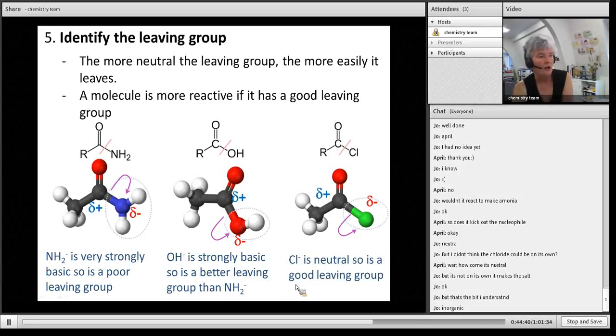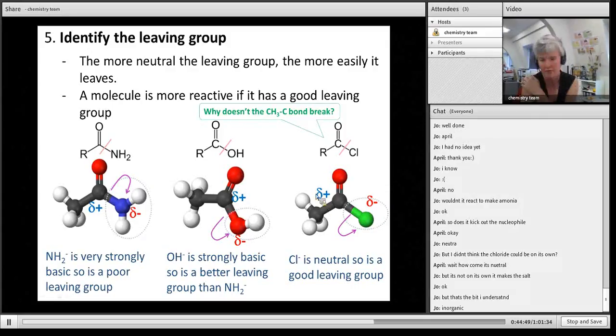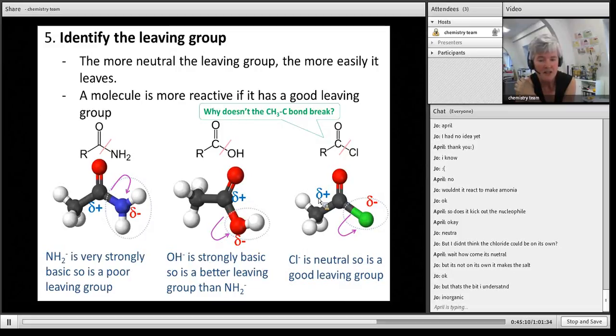Right. What I wanted to say is, why doesn't this bond break? I'm looking at this all the time, and why isn't the methyl coming off? So again, think of, if that bond breaks, what is it coming off as? If I've got the CH3 and it takes the bonding electrons, it is a CH3 minus, isn't it? Methide. Have you ever heard of methide?